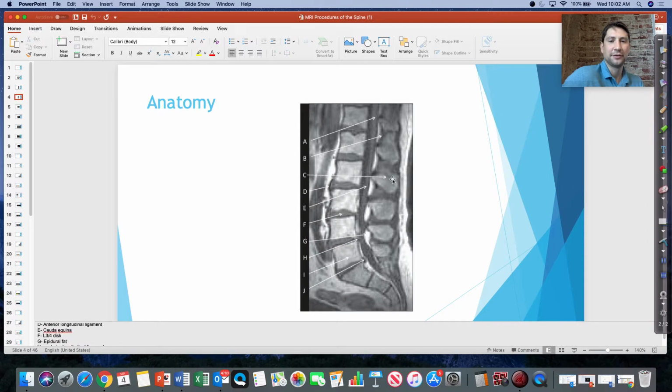G is our epidural fat. You have a little epidural fat in front of the spinous process here. And then H is your posterior longitudinal ligament. So they run on the posterior part of the vertebral bodies and the anterior part of the vertebral bodies. And that helps keep those discs in place.